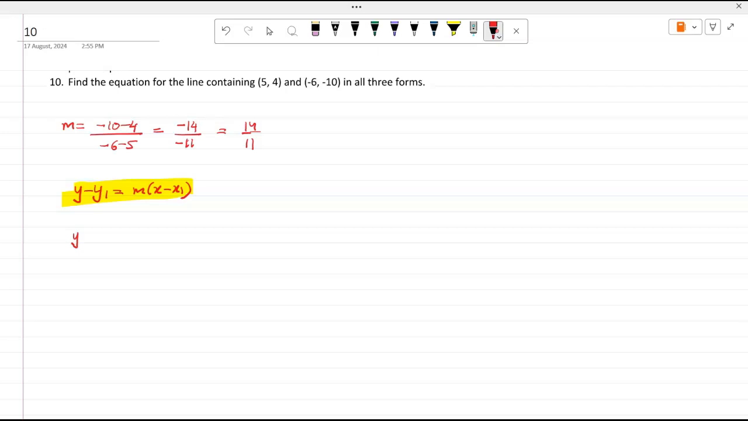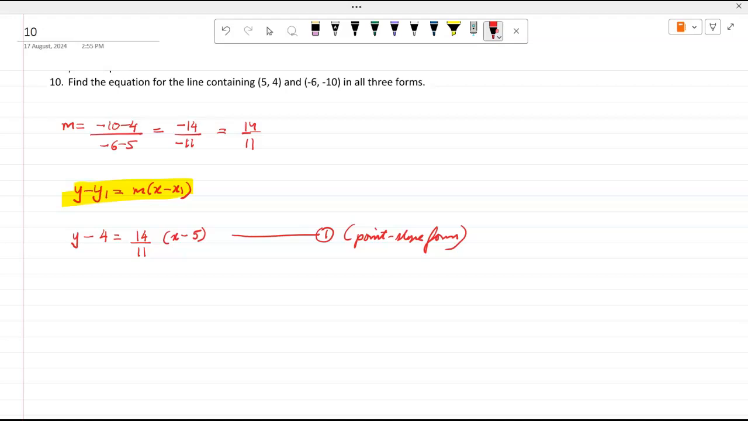So now we're still y minus, now point 4, y minus 4 equals 14 over 11 times x minus 5. This is the slope point form or point slope form. This is one done. Once you find the slope, you can easily do that. Now how do you convert this into y is equal to mx plus b form?